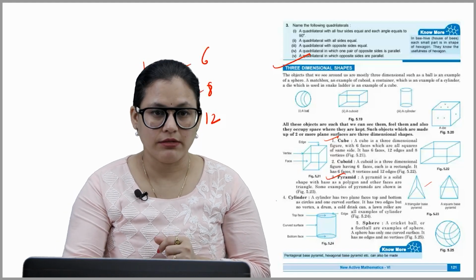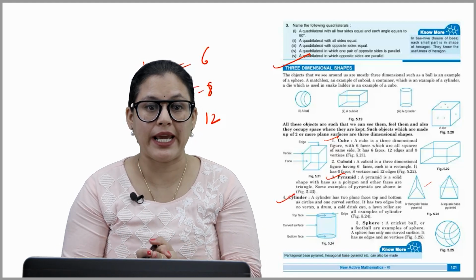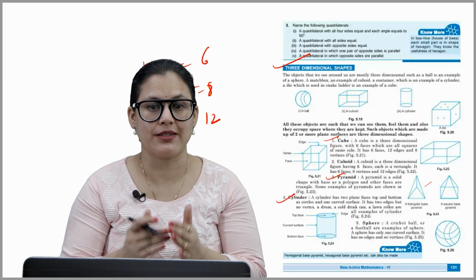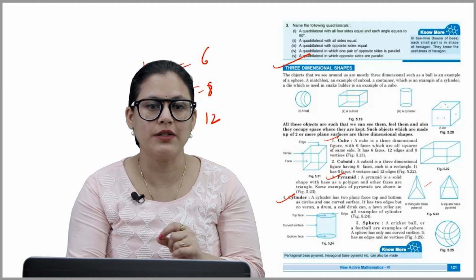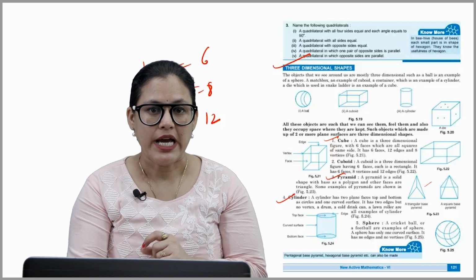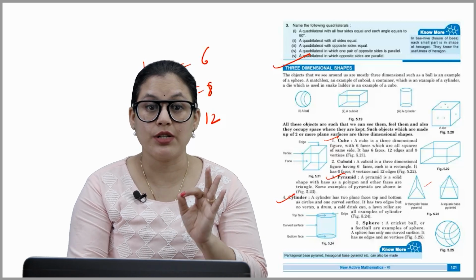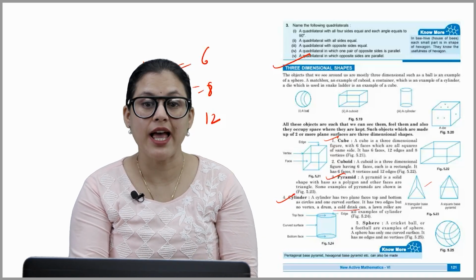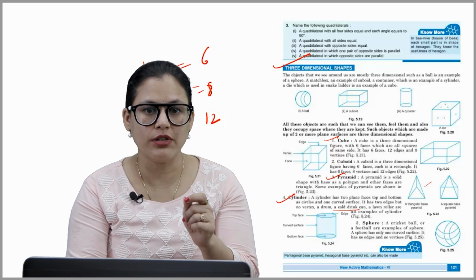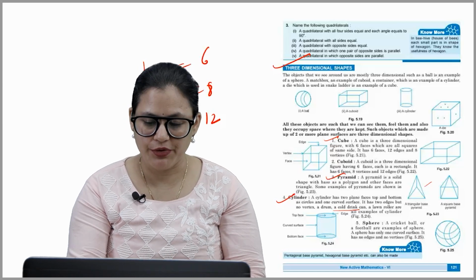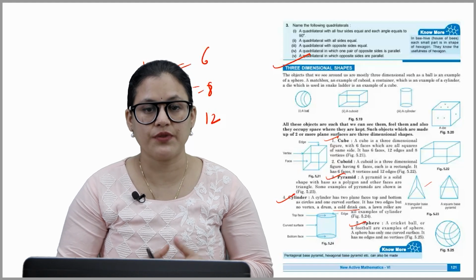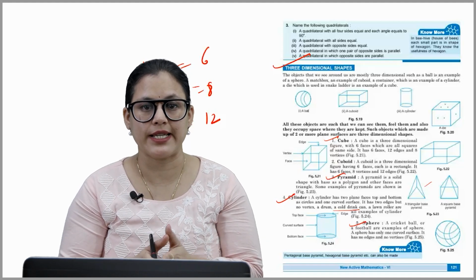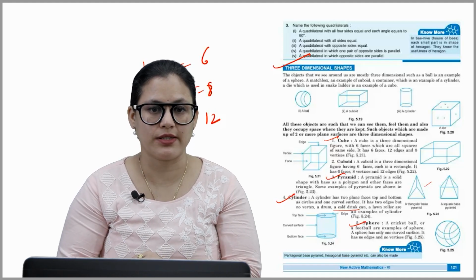Number 4, cylinder. A cylinder has 2 plane faces, top and bottom as circles, and 1 curved surface, this. It has 2 edges but no vertex. A drum, a cold drink can, a lawn roller are all examples of a cylinder. Number 5, sphere. A cricket ball or football are examples of a sphere. A sphere has only 1 curved surface. It has no edges and no vertices.